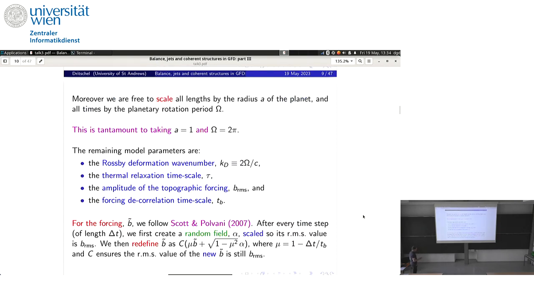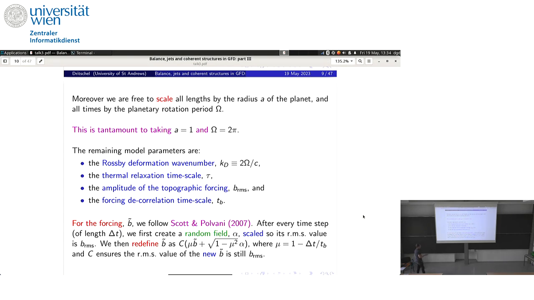Okay, so for the scaling, we're going to scale all lengths by the radius of the planet. So one will be the radius of the sphere, and all times are scaled by the planetary rotation rate, or period. That's not the planetary rotation period. It should be 2 pi over omega here. It's another mistake. So we're basically taking the radius of the planet to be 1 and its rotation to be 2 pi, about the North Pole.